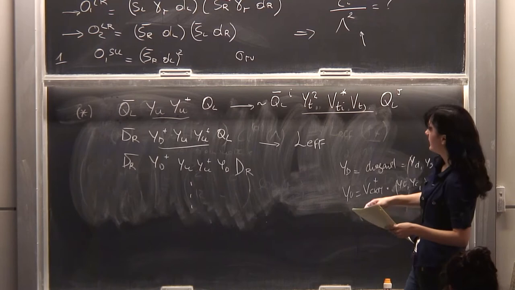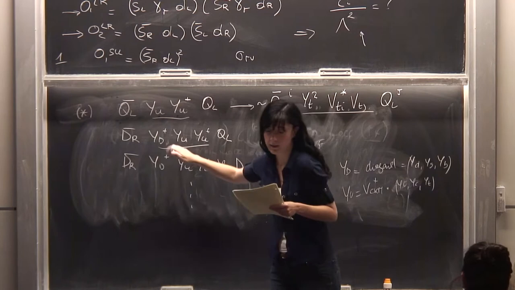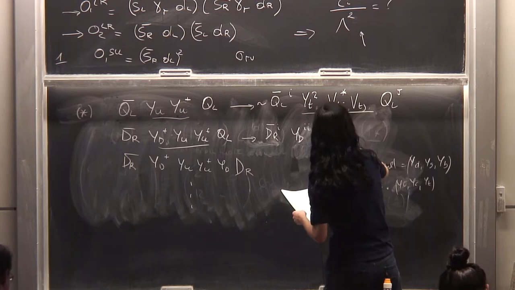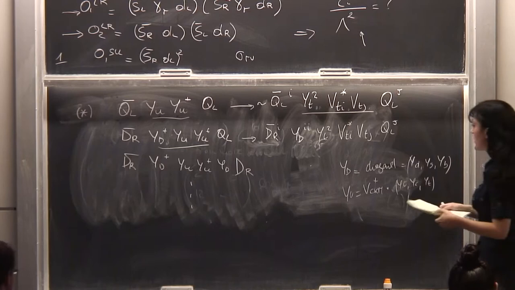Okay, I can do the same exercise here. Here I would expect that I have some additional suppression by the Yukawa in the down sector. And in fact, this will give me d right i, y down i, and then I have the same y top squared, V_ti, V_tj, q left j. So everything that I've written down has the same dependence on the CKM elements. This is good.